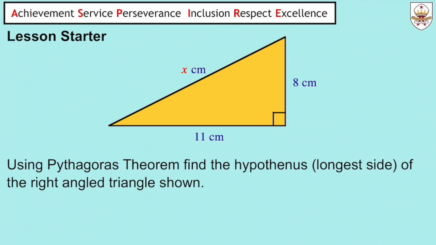Okay, here's the lesson starter. Why don't you go back through your notes and try and remind yourselves how you calculate the missing length x in this right angle triangle. I'd ask you to pause your screens now and just have a go at that question. So let's have a look at the answer.